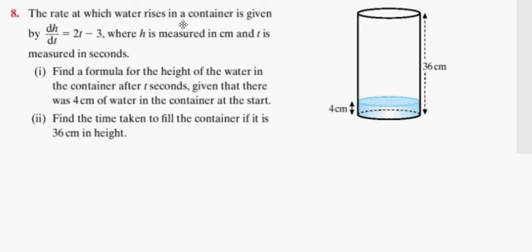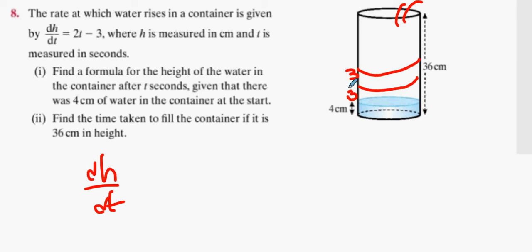Okay, interesting. So the dh/dt means how quickly your water level is going up. Imagine I was pouring water into here, and every second it raises by another 3 centimeters. Does that make sense? Every second the water level goes up by another 3. That would mean dh/dt equals 3 centimeters per second. Is that okay? But we don't have that.